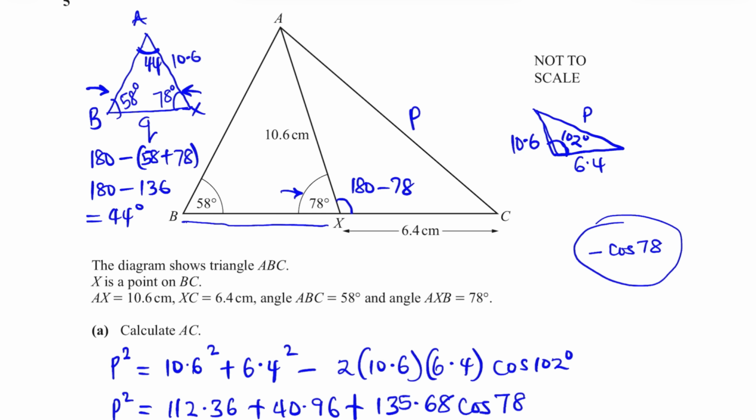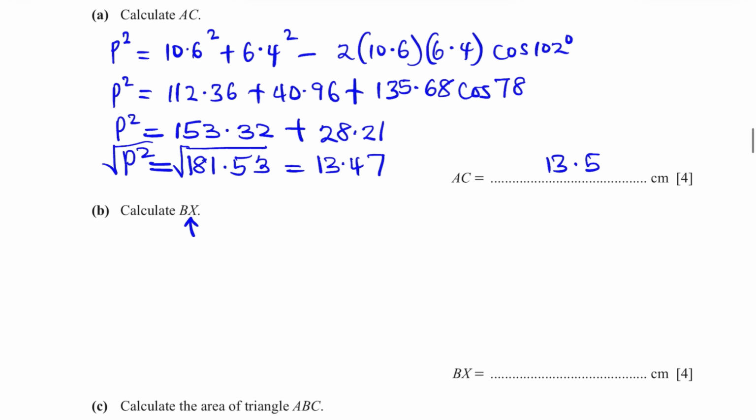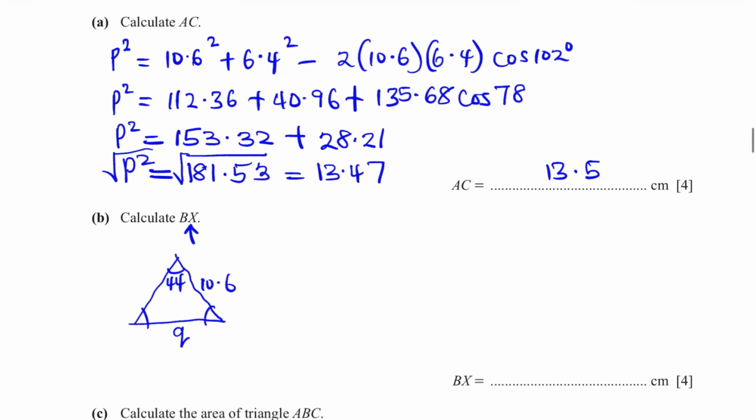So I'm just going to redraw the triangle down. Here I have 44, 10.6, and then I'm looking for Q here. We are given the two base angles as 58 and 78, and we are going to apply the sine rule to solve for Q. So that would be Q over sine 44 is equal to 10.6 over sine 58.